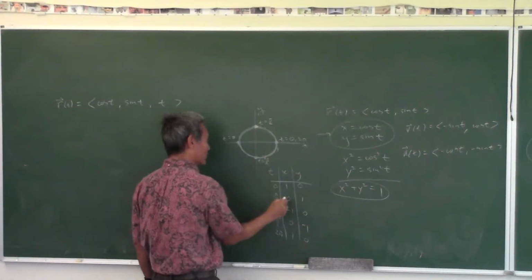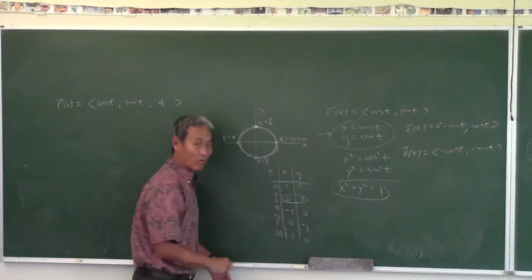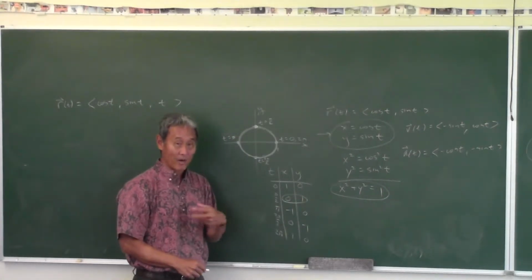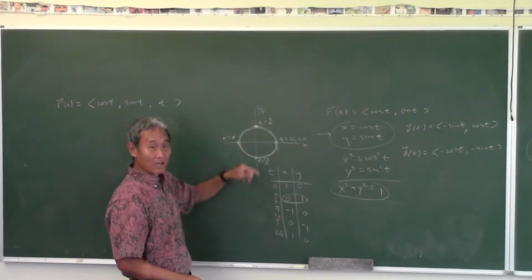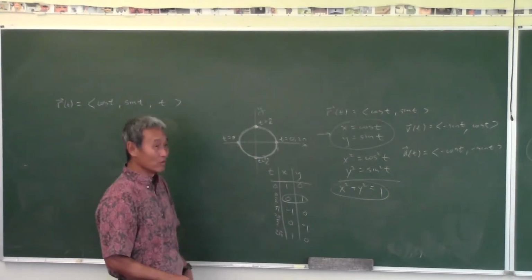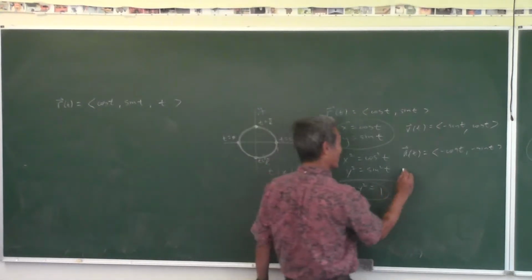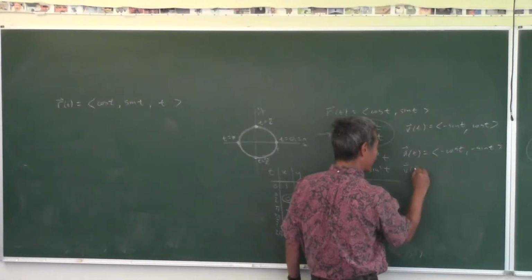When t is pi over 2, we already know the position is (0, 1). You know what position is, where the particle is. So right there, that's the position. Right when t is pi over 2, what is the velocity vector? So here, velocity vector at pi over 2.